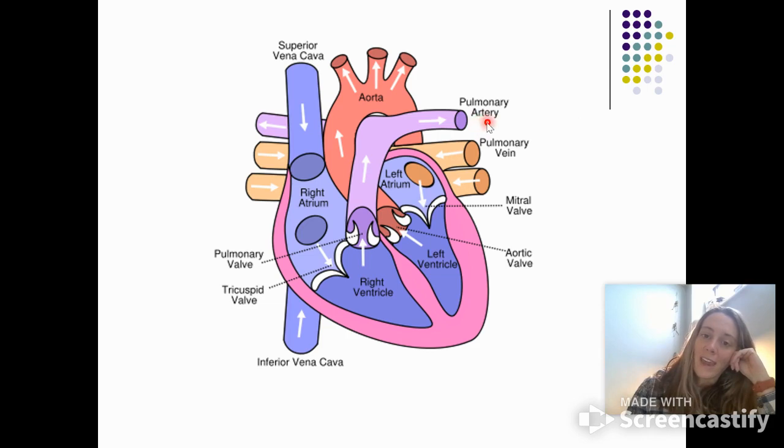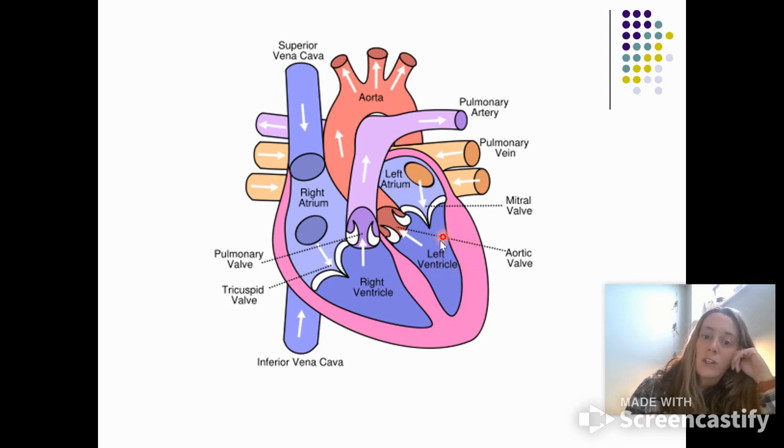Arteries are always going away from the heart. Veins are always returning to the heart. So oxygen-rich blood is going to go to the left atrium, then through this valve on the right side. So this is another atrioventricular valve between the atria and the ventricles. And on the left side, it's going to be called the mitral valve. So left atrium, mitral valve, left ventricle.